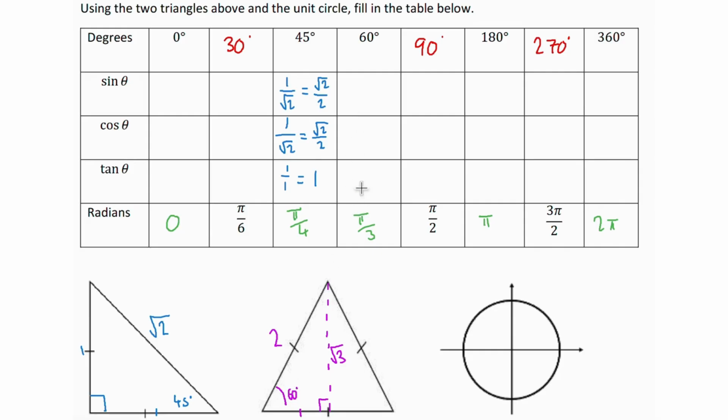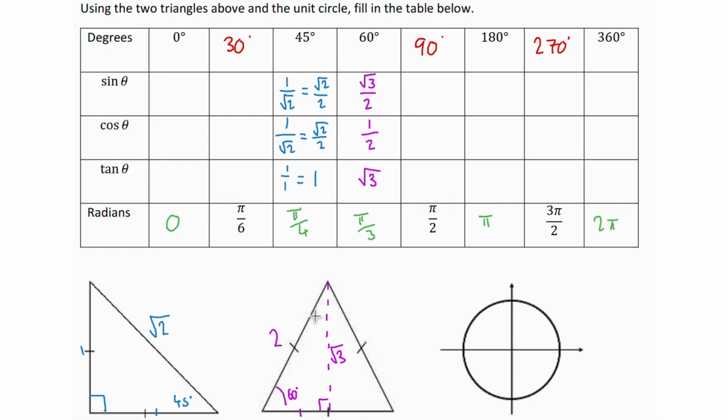Using the 60 degrees, or the pi by 3, sine is equal to the opposite, root 3, over the hypotenuse. So I get root 3 over 2. Cosine is equal to the adjacent over the hypotenuse, so 1 over 2. And tan is equal to the opposite over the adjacent, so root 3 over 1, which is just root 3.